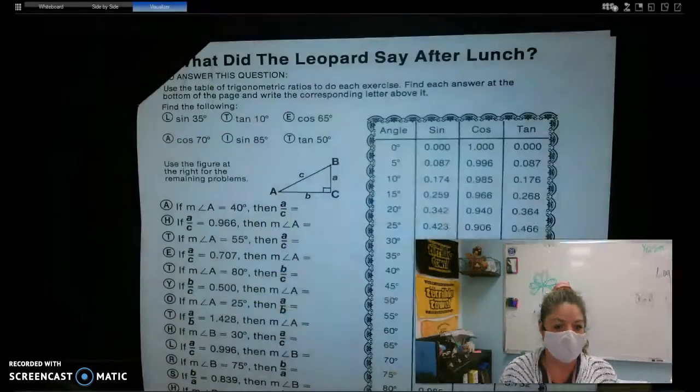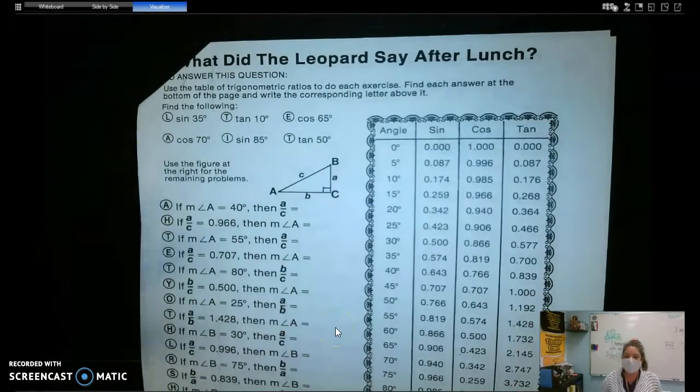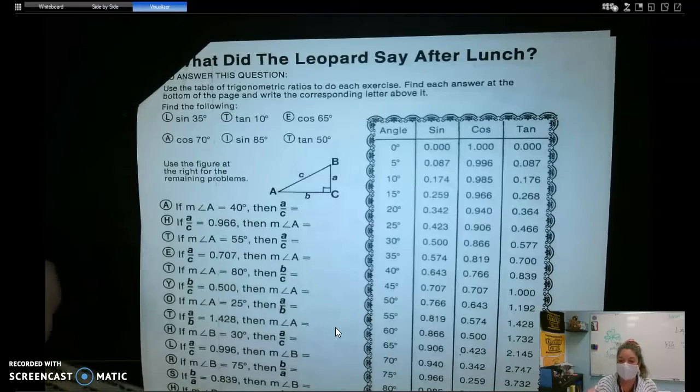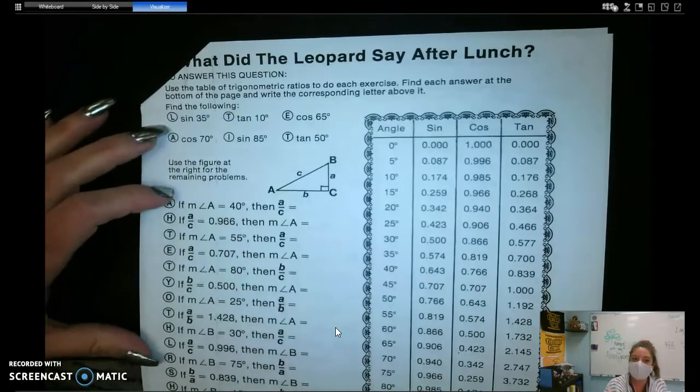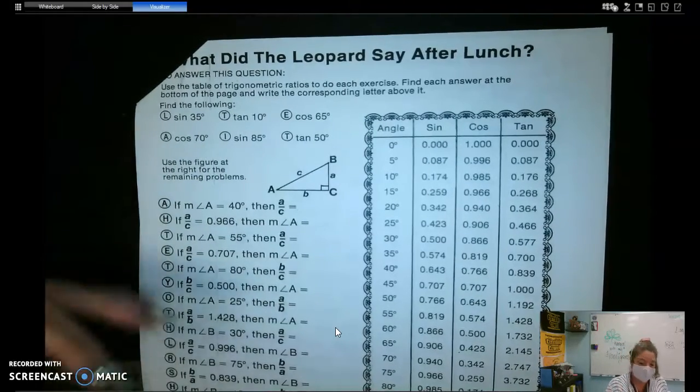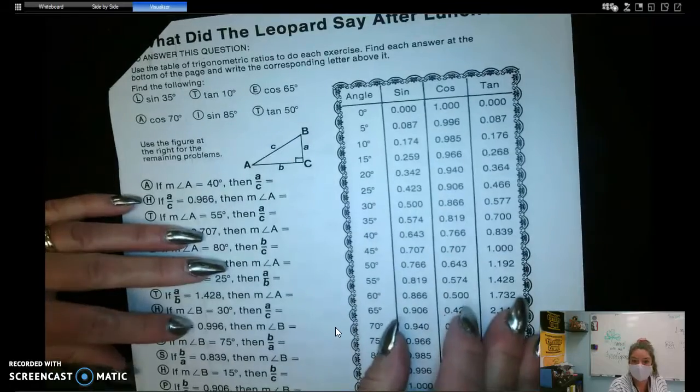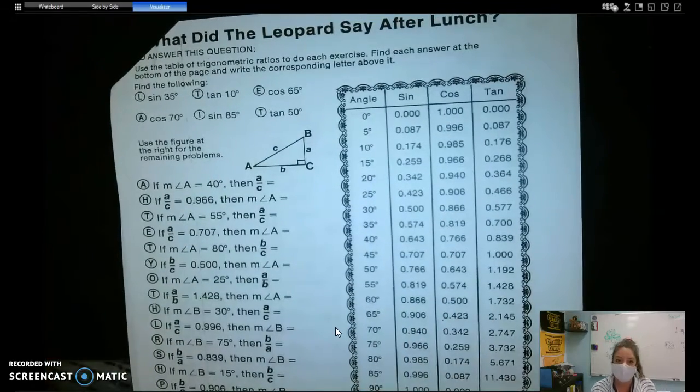Okay, let's look at it. So this is just a continuation of sine, cosine, and tangent. And what we're going to be looking for and using is this trig table to help us figure out what some of those ratios are.